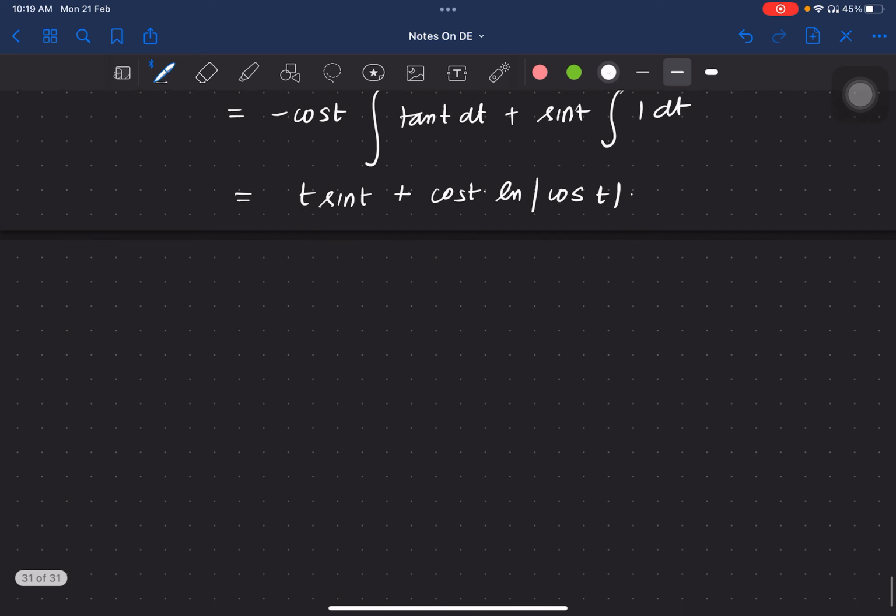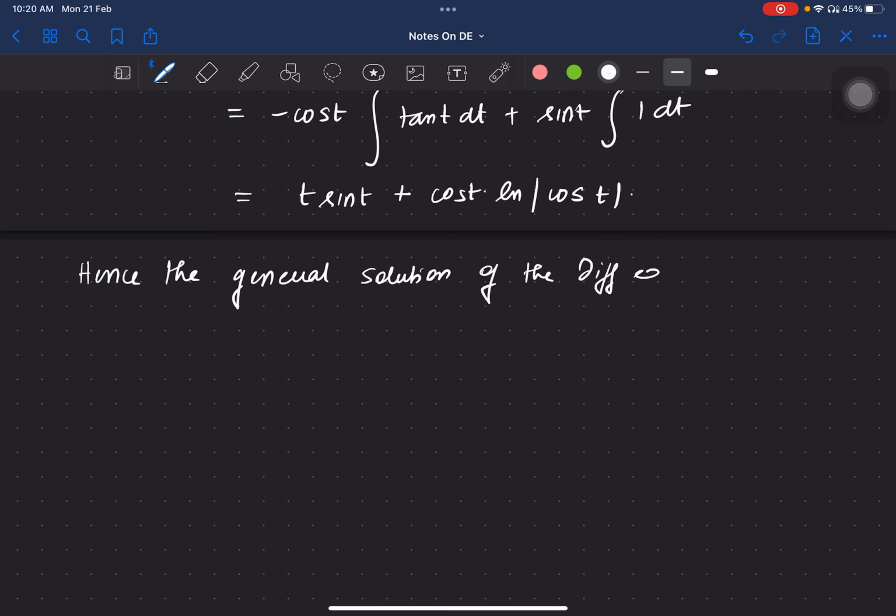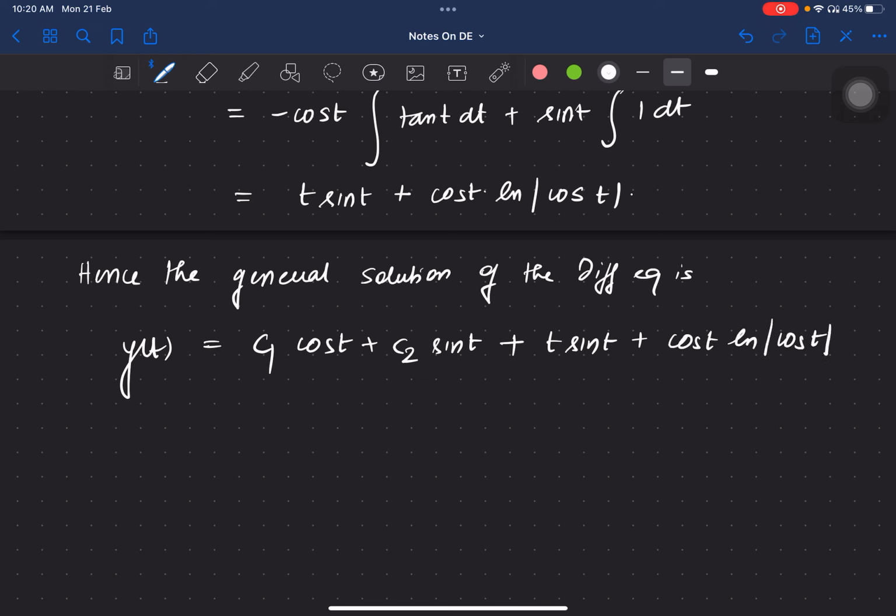Hence the general solution of the differential equation is y(t) equals c1 cos t plus c2 sin t plus t sin t plus cos t ln mod cos t.